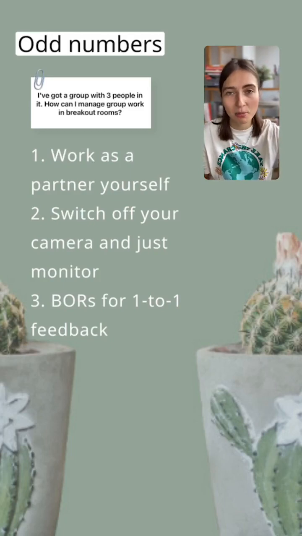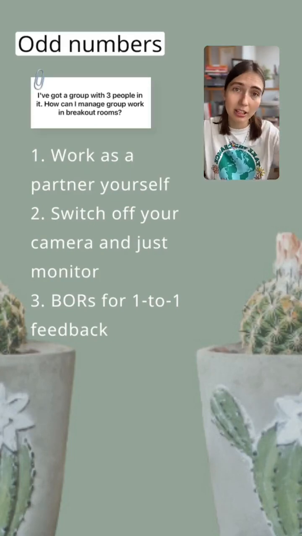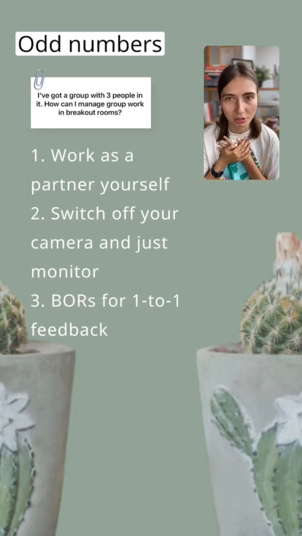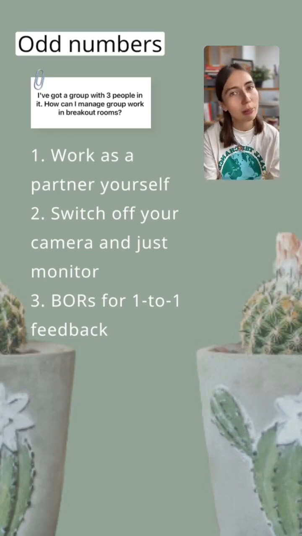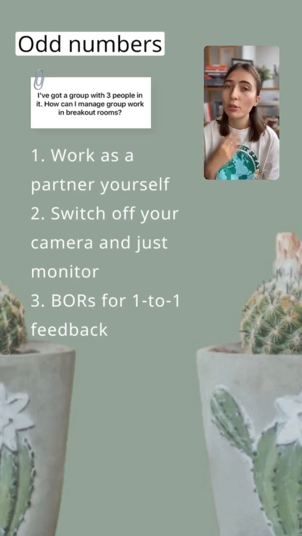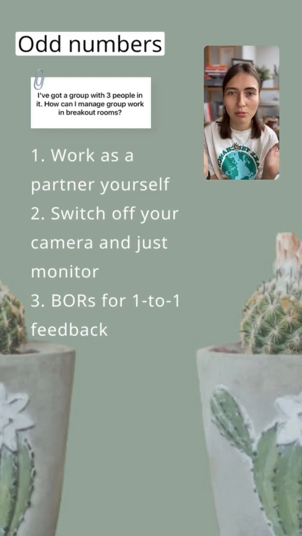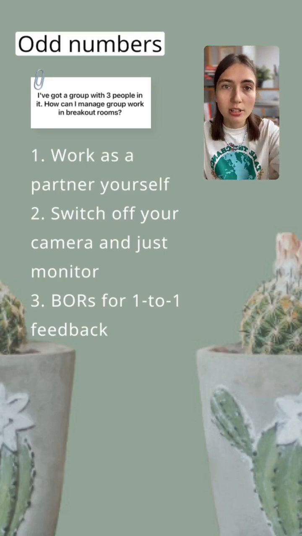Yes, odd numbers can be problematic, assuming that you absolutely need to do that. In a group of 2, you can work as a partner yourself. Not ideal, but okay, maybe. You can switch off your camera and distance yourself, and just use breakout rooms for individual feedback, or you can play around within the main room. So that's the plan.